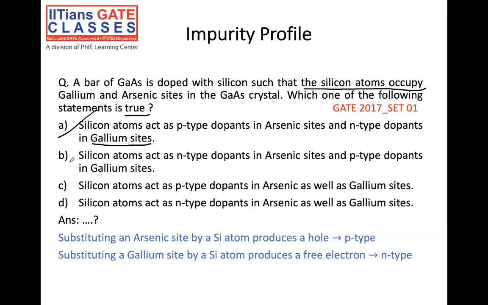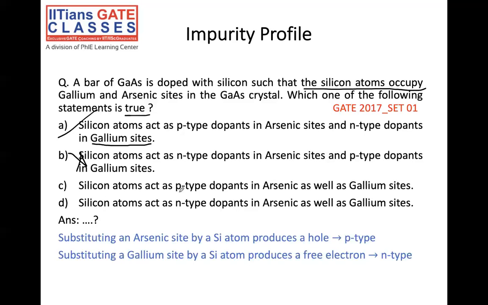In other options, suppose in B, silicon atom acts as n-type dopant in arsenic site. In arsenic, which is having 5 valence electrons, if we add silicon, which is having 4 valence electrons, one deficiency is created. That deficiency is hole, so that cannot be n-type. That can be only p-type. So that is the wrong option, this one.